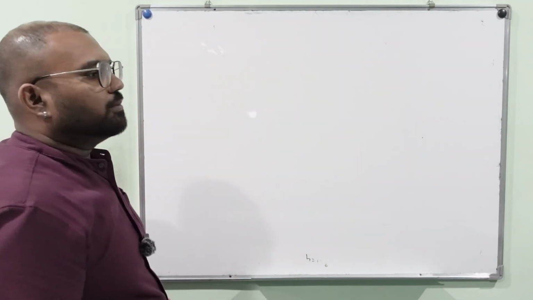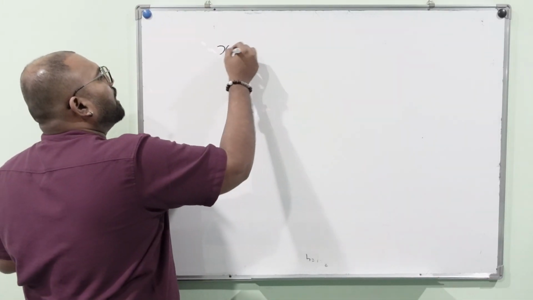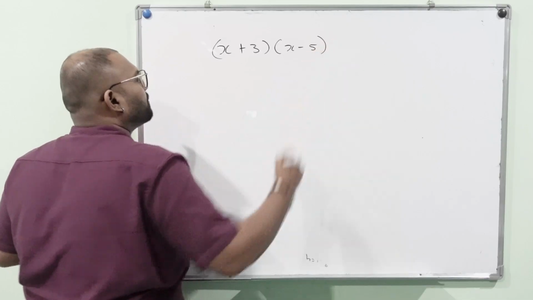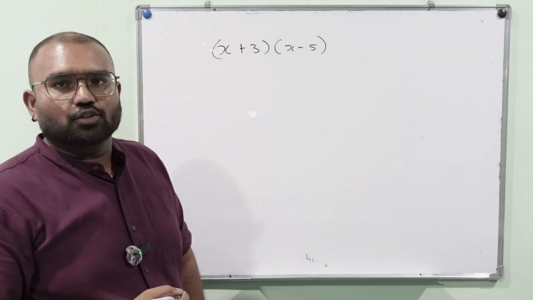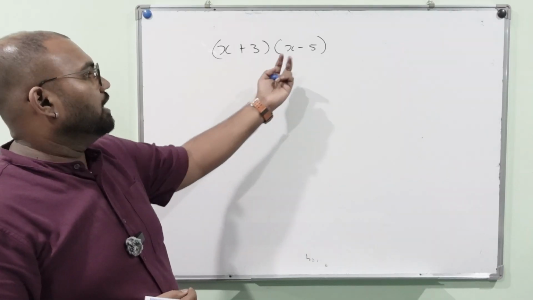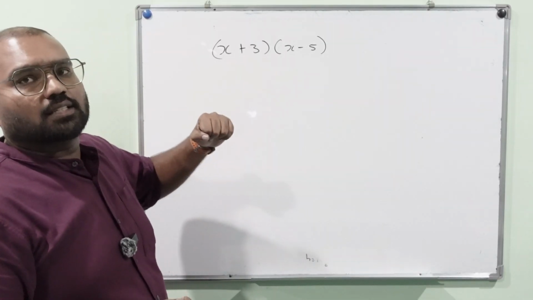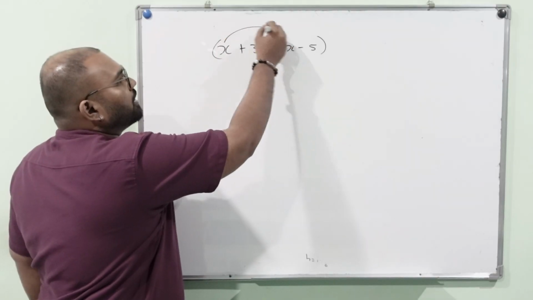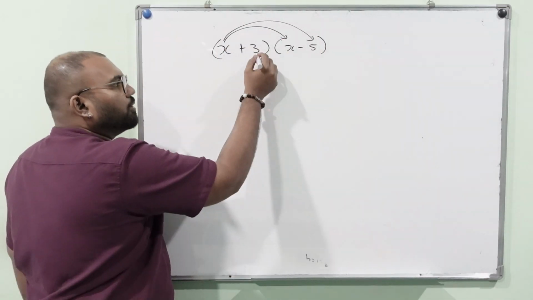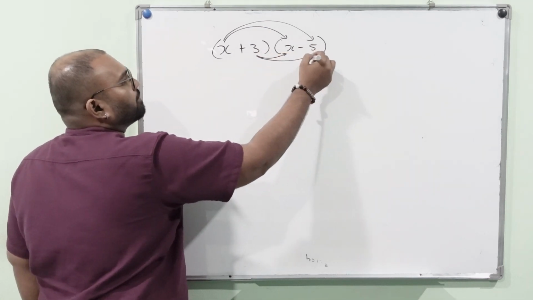Two terms with two terms. Katakan soalan dia macam ni. X plus 3, X minus 5. Okay, so we are going to do for two terms. Sini pun dua term, sini pun dua term. It means senang saja. This number is going to times with both of them, and this number also going to times with both of them.